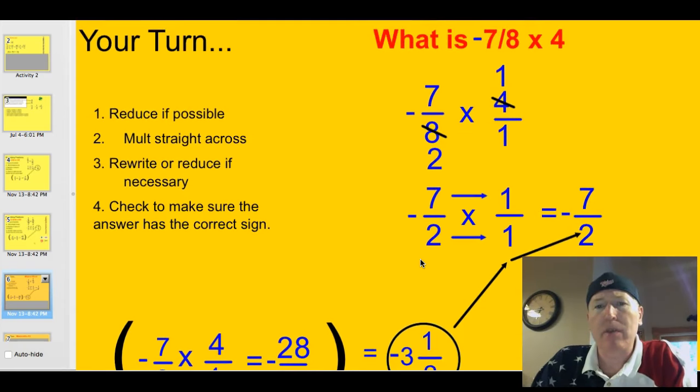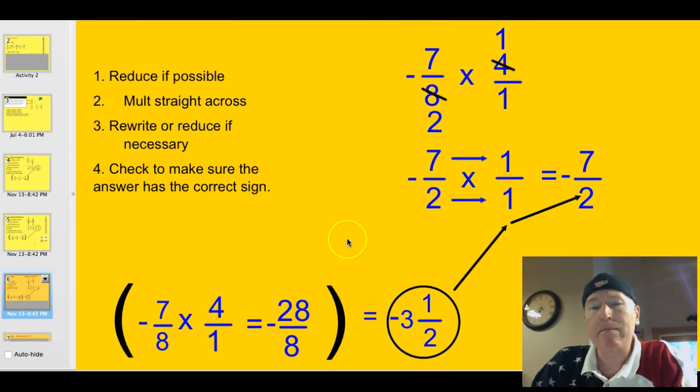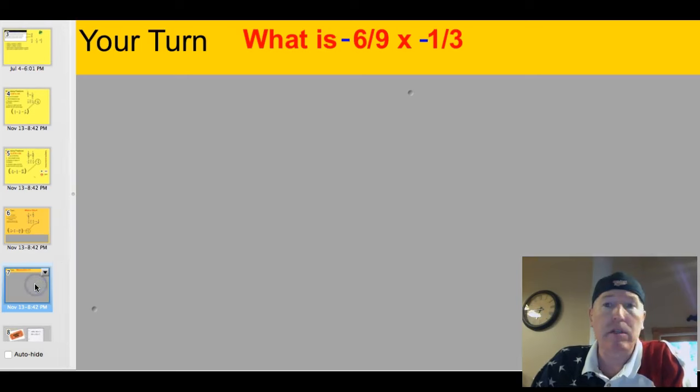Let me just check to make sure I have my sign correct. I have a negative times a positive. Yeah, that's going to be a negative. All right, one more pause problem, then I'll get you the ticket and the trivia.